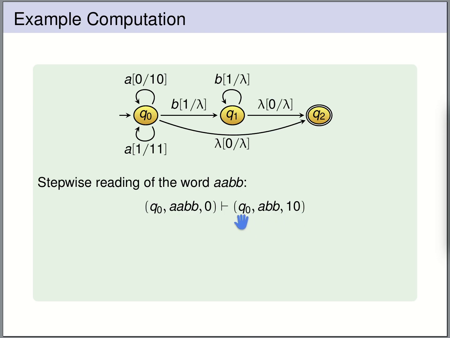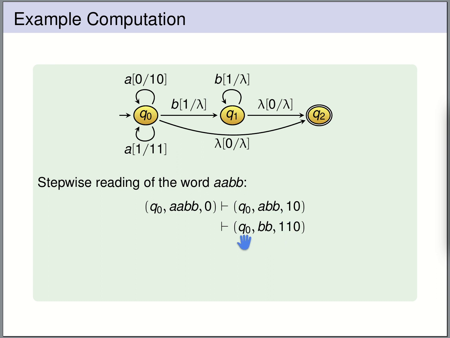Now we are in state Q0, input letter is again A, but now on the stack we have a 1. So we have to take this transition. We have an input A, 1 on top of the stack, and we replace the 1 on the stack by 1, 1. So this gives us, we're still in state Q0, we have consumed the second A, we have now BB as input, and the 1 is replaced by 1, 1.